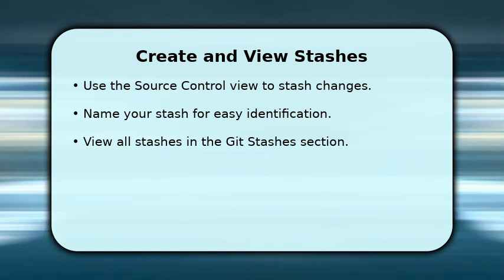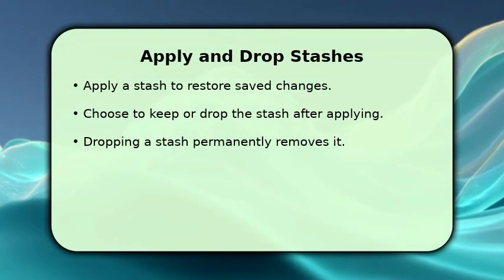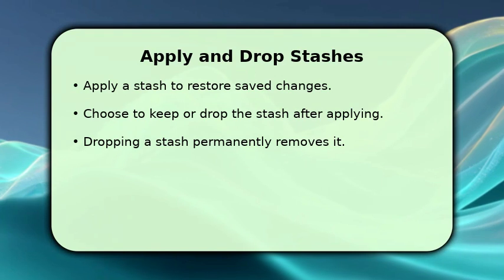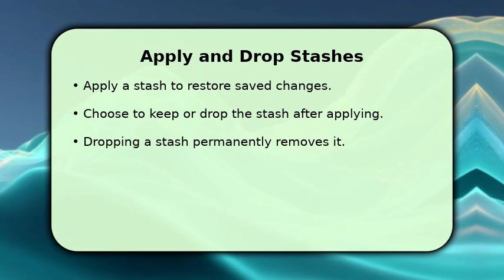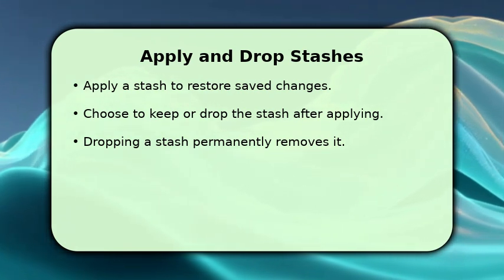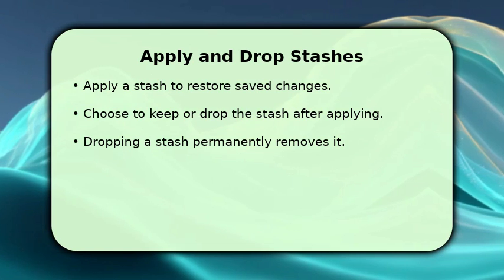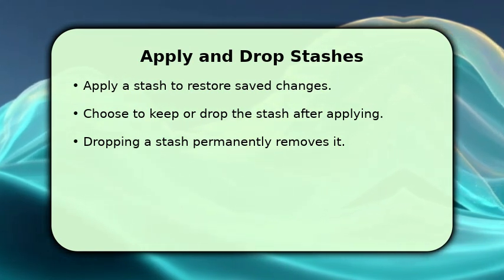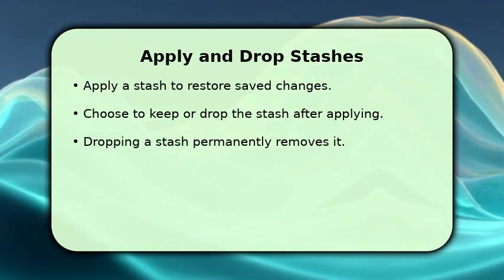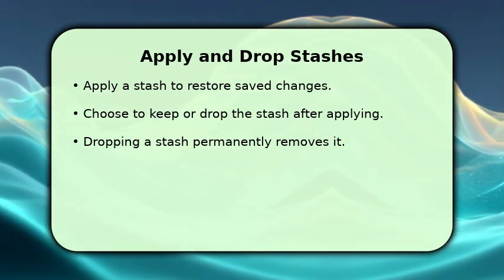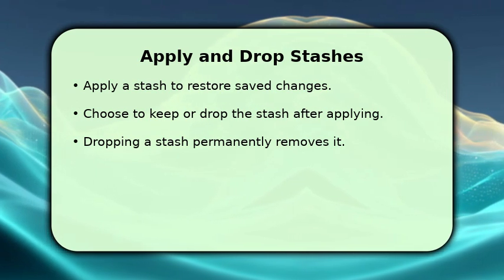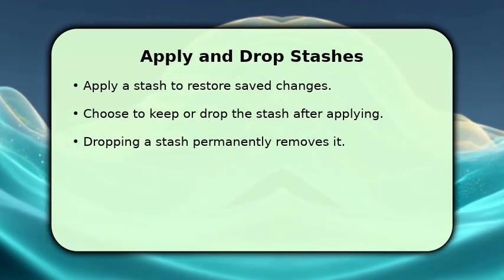Once stashed, you can easily view all your saved stashes in the dedicated Git Stashes section, providing a clear overview of your suspended work. When you're ready to resume your work, applying a stash brings your saved changes back into your working directory. VS Code offers options to apply a stash and either keep it in your list or drop it immediately. If you drop it, the stash is permanently removed, so be sure you no longer need those changes. This flexibility allows you to manage your temporary work effectively, ensuring your codebase remains clean and organized as you move between tasks.